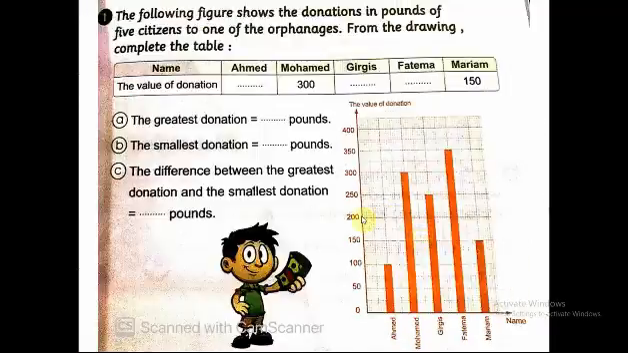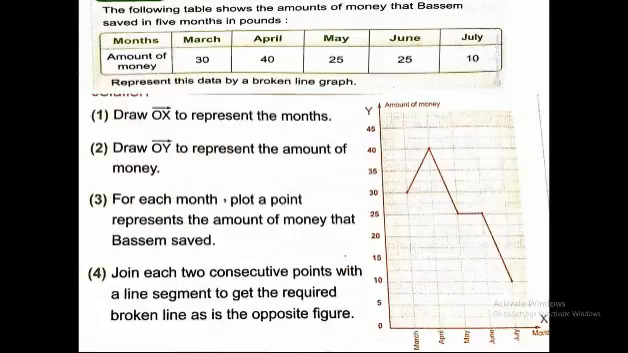The second question. Here we have the following table, which shows the amounts of money that Basim saved in 5 months, in pounds. We have the months: March, April, May, June, July. The amount of money: in March we have 30, in April he saved 40 pounds, May 25 pounds, June 25 pounds, July 10 pounds. We need to represent this data by a broken line graph.